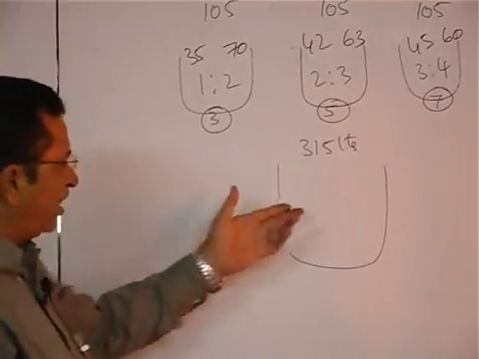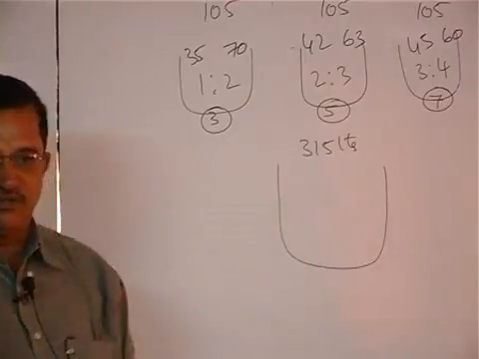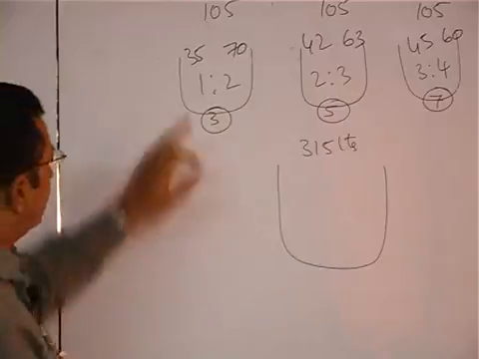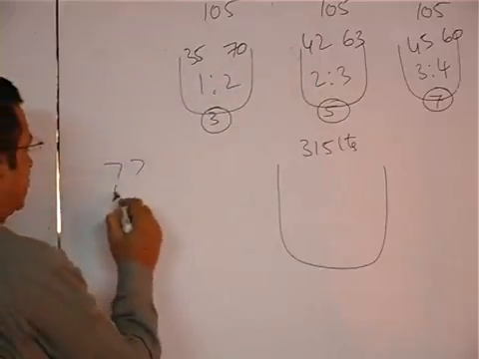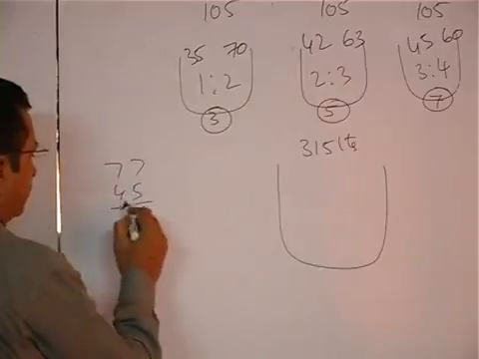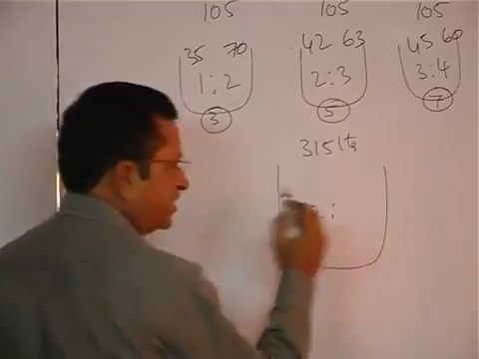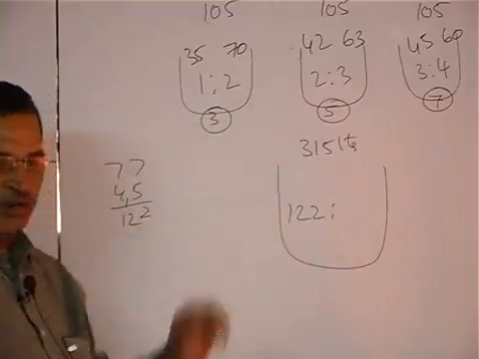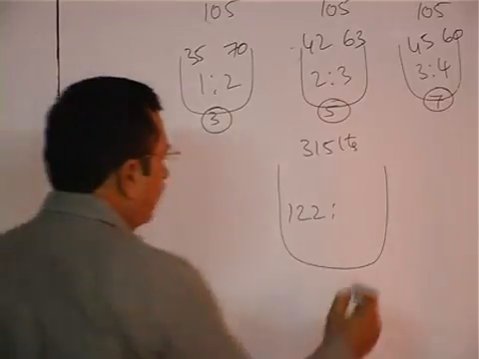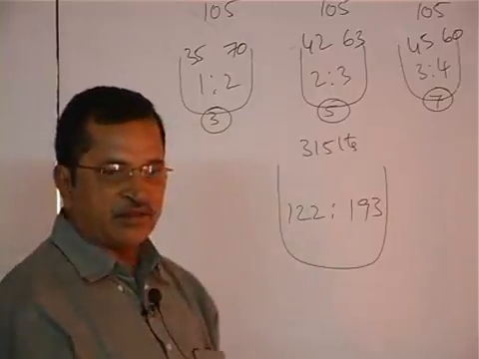Now it is very clear how many liters of milk will come, how many liters of water will come. 35 plus 42, 77 plus 45, 122 liters of milk is there. Out of 315, 122 liters of milk has gone, so what is the water? 315 minus 122, 193 liters of water.